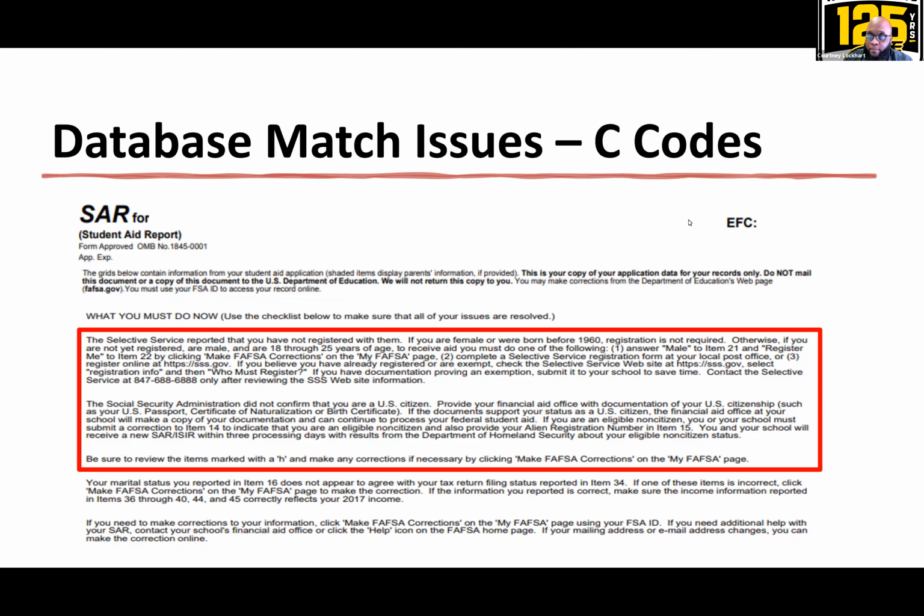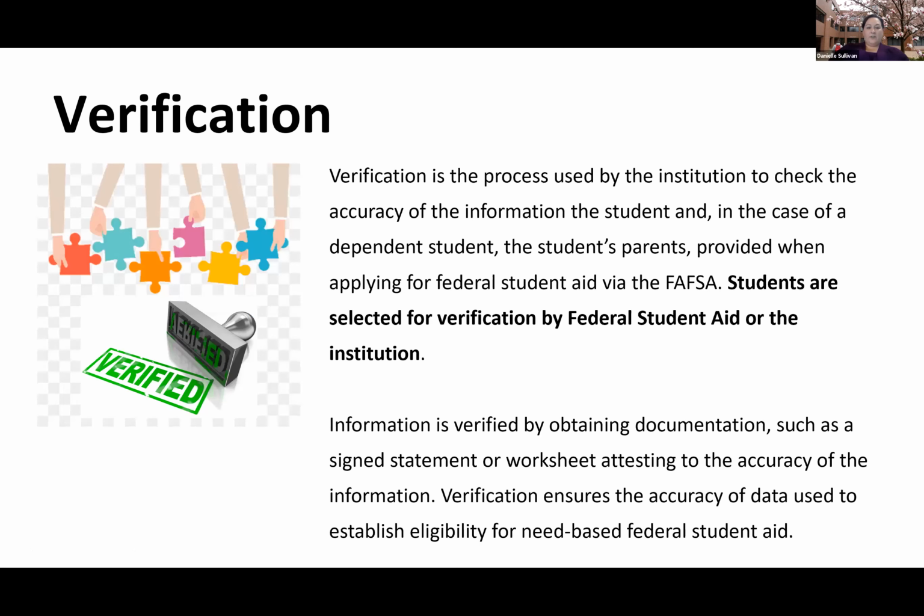Okay, so let's talk a little bit about verification. I'm sure when working with your high school students, you come across this quite a bit, where a student might be selected for verification at their college, and you might be the ones helping them through this process and helping them get their paperwork to the school. What I want to say about verification is it doesn't mean you did anything wrong.